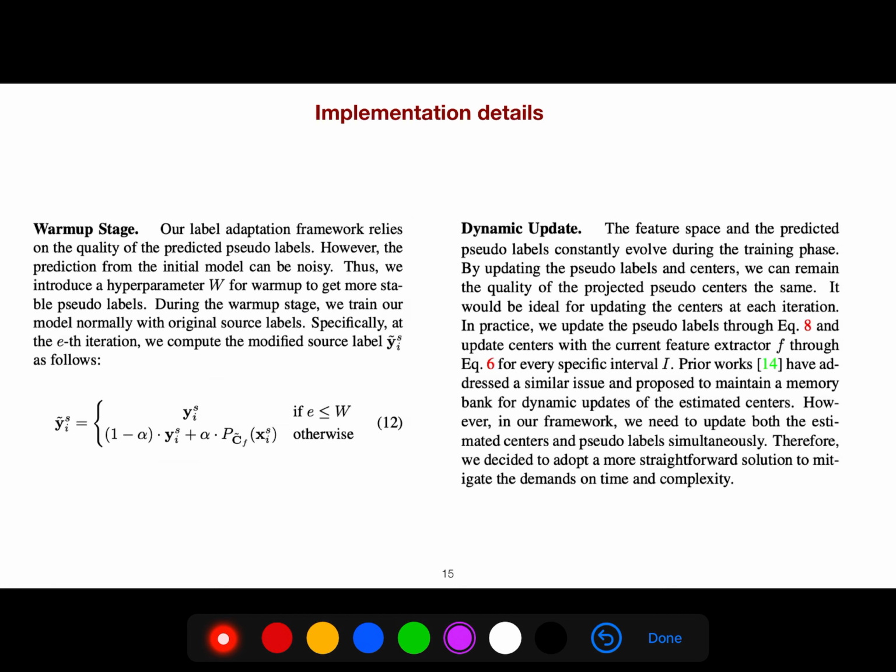And then we have the warm-up stage. Our label adaptation model relies on the quality of the predicted pseudo-labels. However, the prediction from the initial model can be noisy. Thus, we introduce a hyperparameter, this W, for warm-up to get more stable pseudo-labels. During the warm-up stage, we train our model normally with original source labels. So at the e-th iteration, we compute the modified source label.